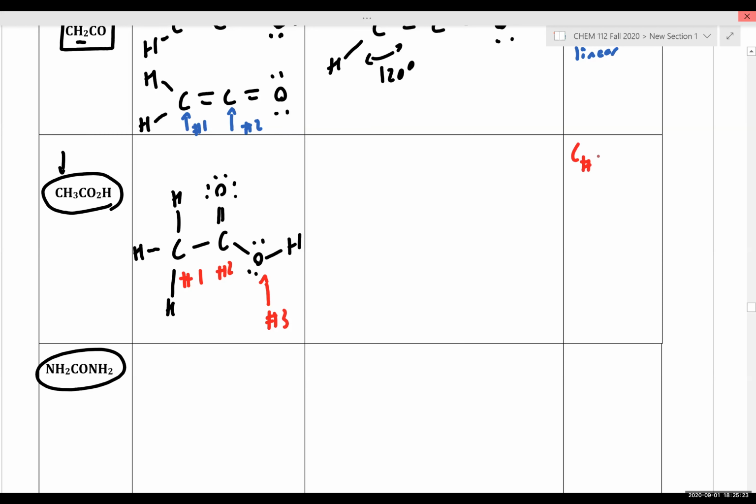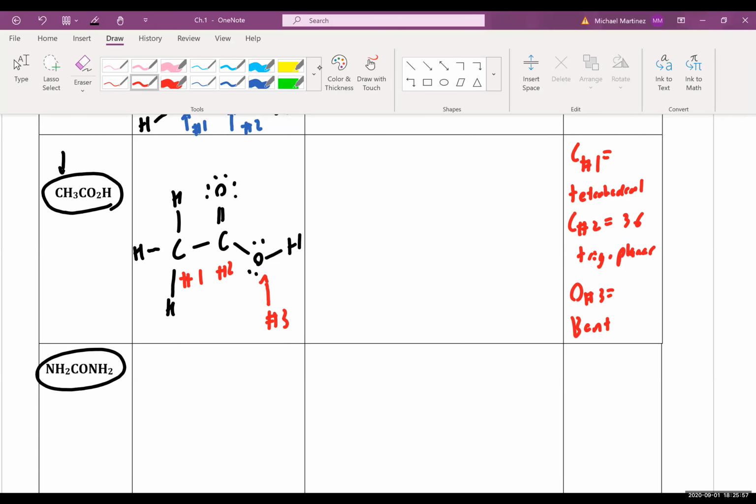So for carbon number 1, I have 4 sigma bonds. So this is tetrahedral. For carbon number 2, I have 3 sigma bonds. So this would be trigonal planar. And for oxygen number 3, I have a total of 2 bonds and 2 lone pairs. So that oxygen would adopt the bent geometry.